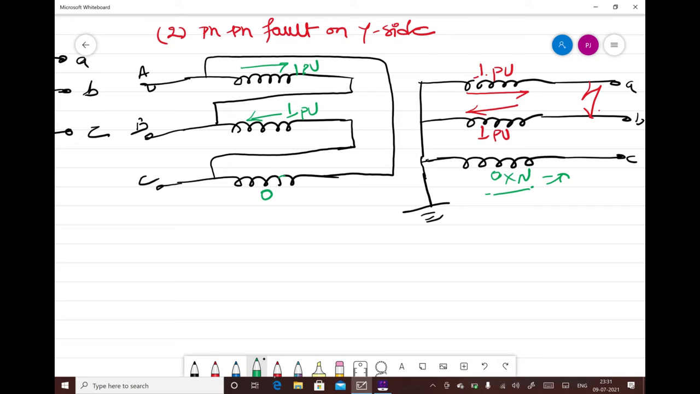Now we will discuss the current distribution by using the same concept that we have applied in our last case of phase to ground fault. So now in this winding we want to have 1 pu current. How we can get 1 pu current over here is through this side only. So this force A phase will force a current of 1 pu, and this current will have two paths.